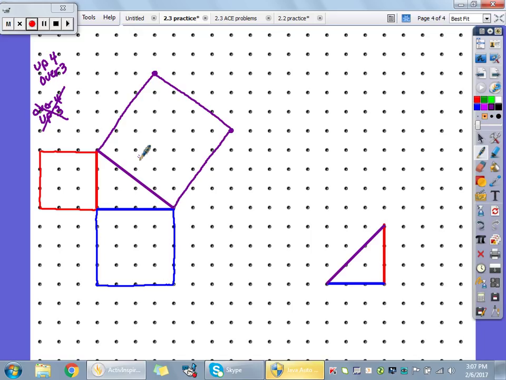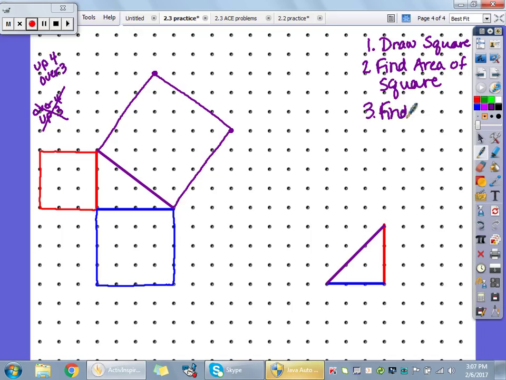Okay, so once you've gotten to the point where you think you're proficient with drawing the squares, finding the area, and finding the side length, those are the 3 things that you need to be able to do. Draw your square. Find the area of the square. And then find the side length. And remember, the side length is just the square root of the area.